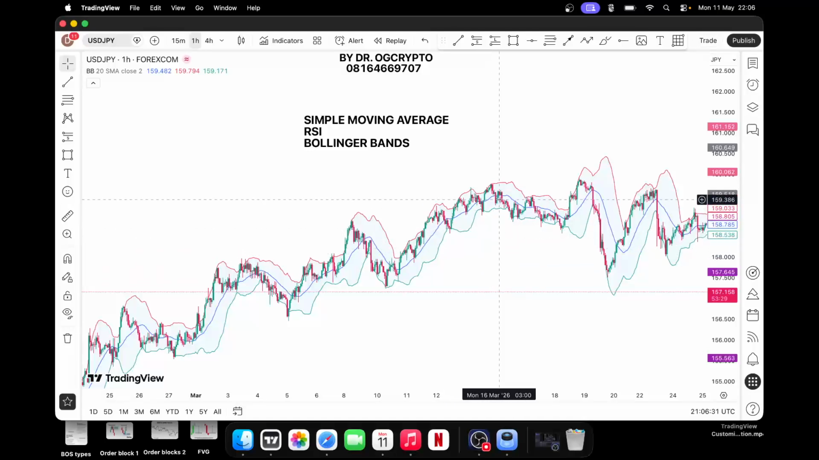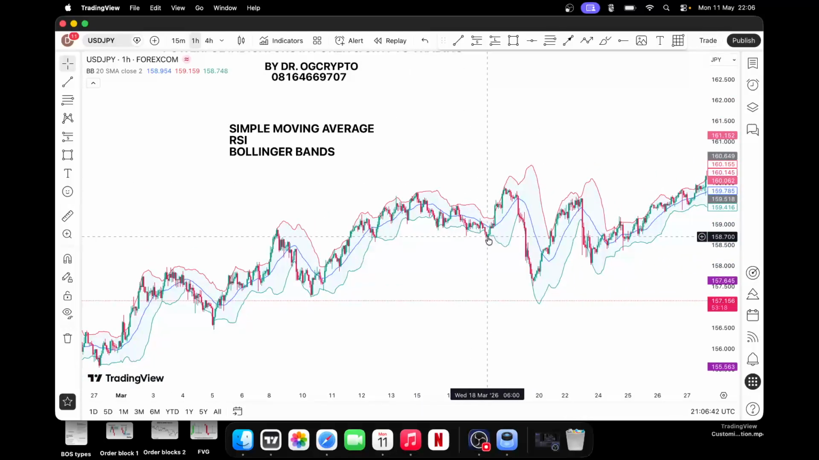that when the market touches the upper band, it's telling you that it's time for you to sell. Once it touches the lower band, it's telling you that it's time for you to buy. That is just it. You see that when it touches the lower band, what happened? The market went up. Once it touches the red one too, what happened? The market came down. So it's more like support and resistance. So that is what Bollinger Bands is like.